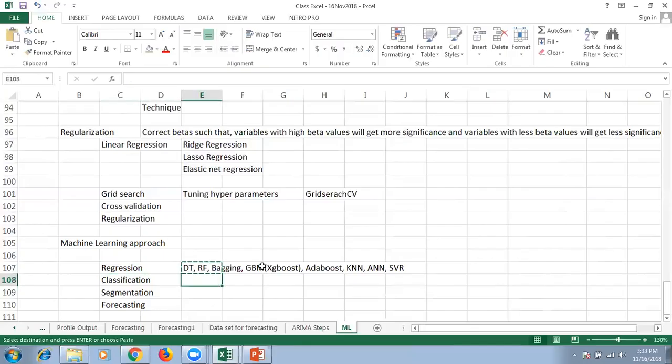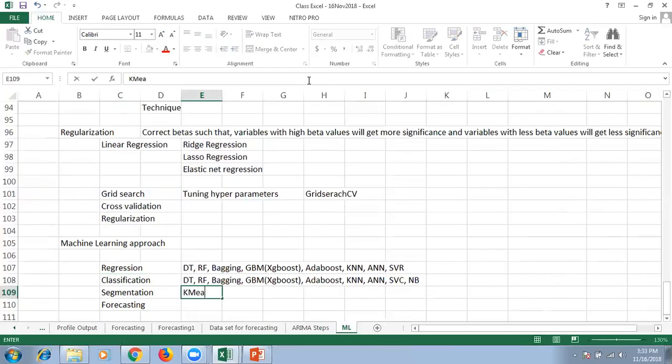Of course, the same things you have from a classification perspective. Support vector classifier, ANN classifier, KNN classifier, etc. And there is a naive Bayes classifier also. And of course, for segmentation, K-means, K-medians, both are the same. You remember the last class I was explaining that. There is another technique called DBSCAN. Of course, there is another technique called spectral clustering, but out of those, these three are very popular.